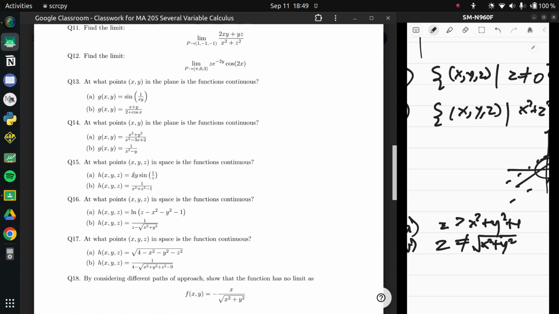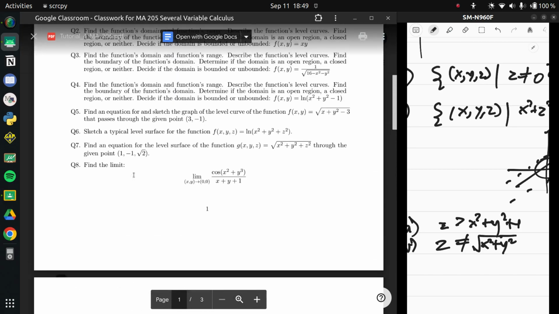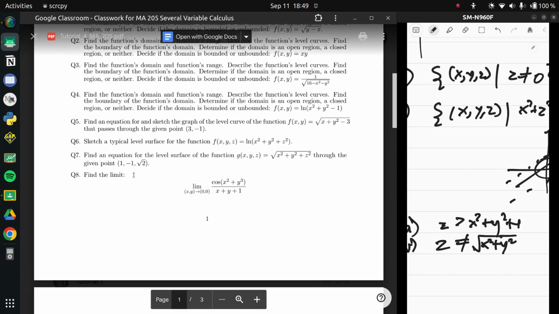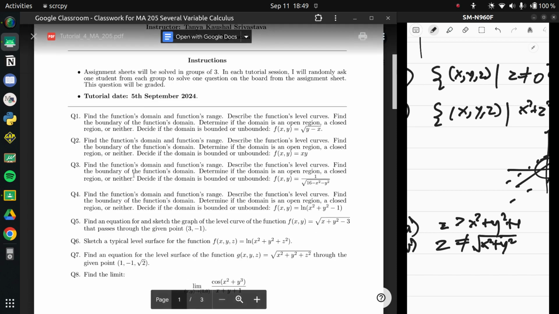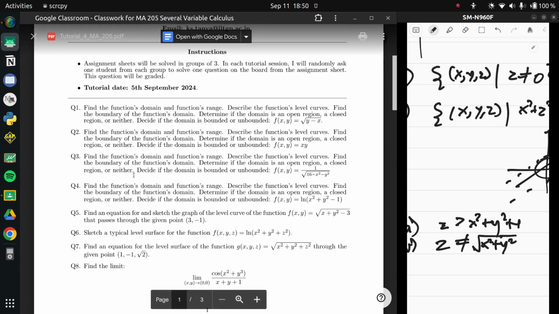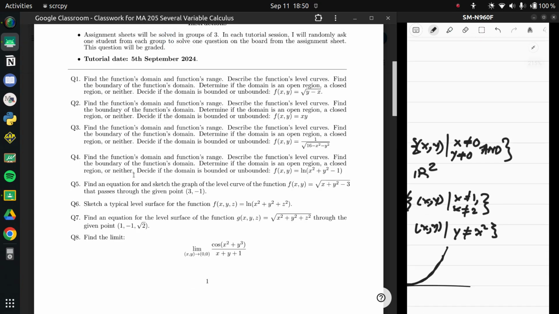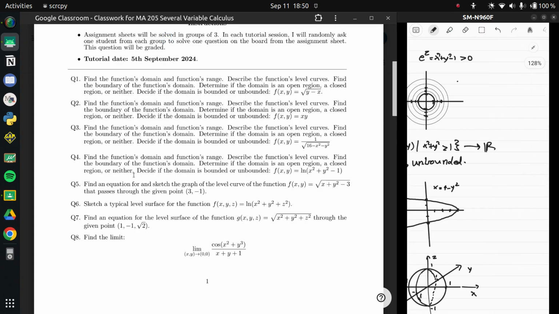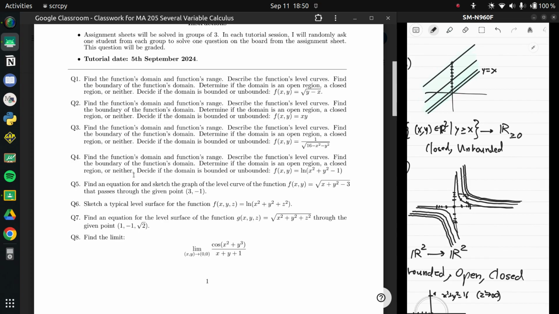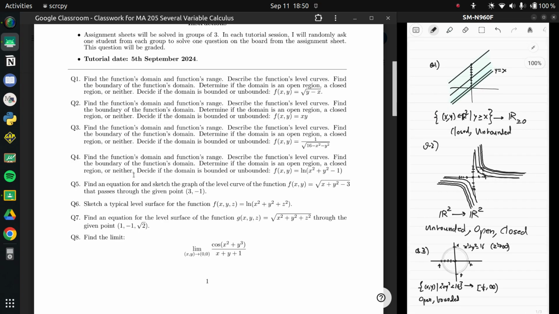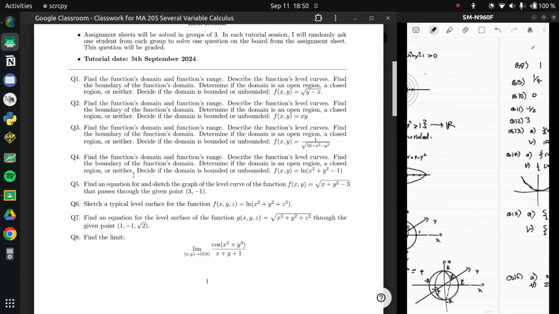At what points? Hey, did I use square root somewhere else and then make a messy thing? What did I do for question number 1? Yeah, I guess I did it correctly. And question 3, I guess I did it correctly actually. Just move on.